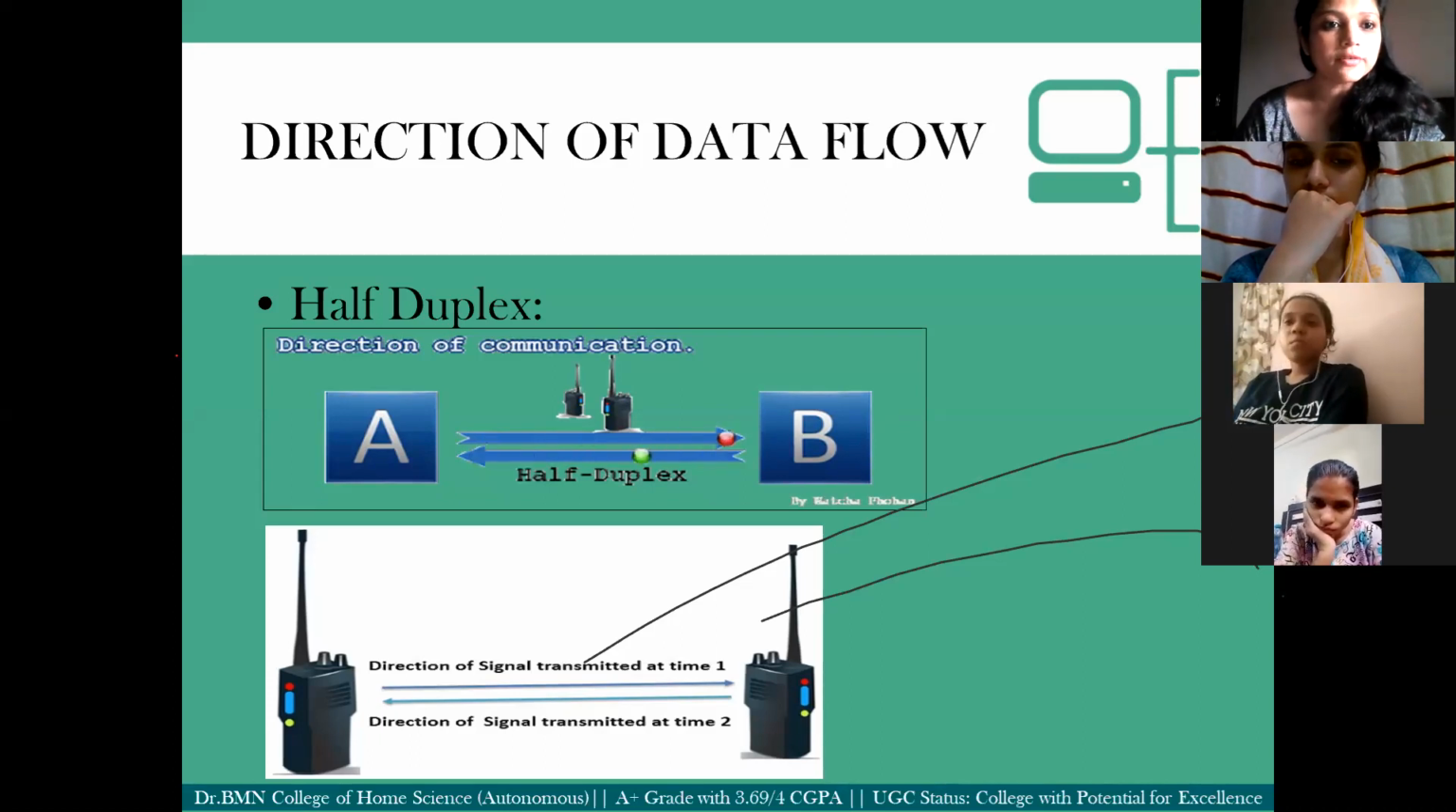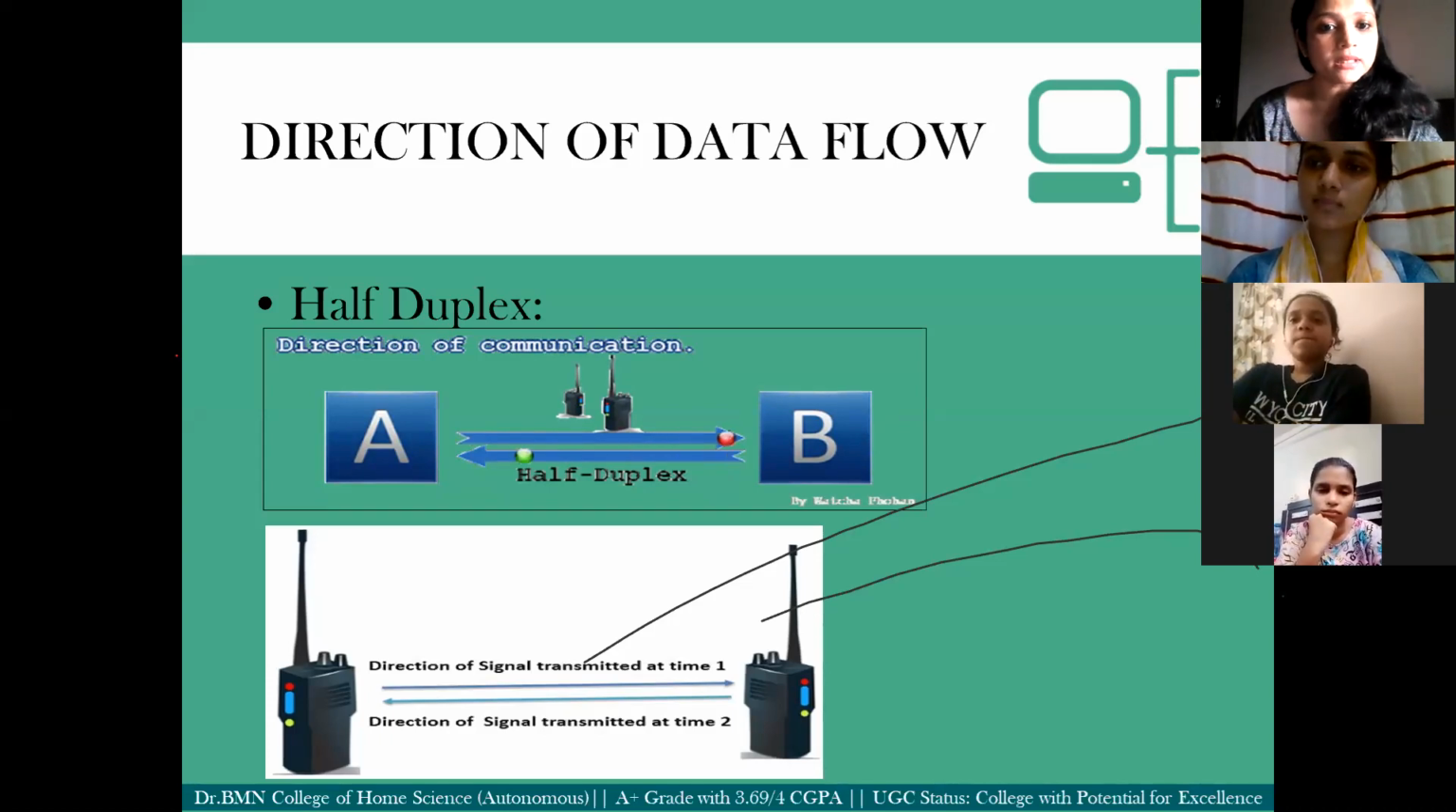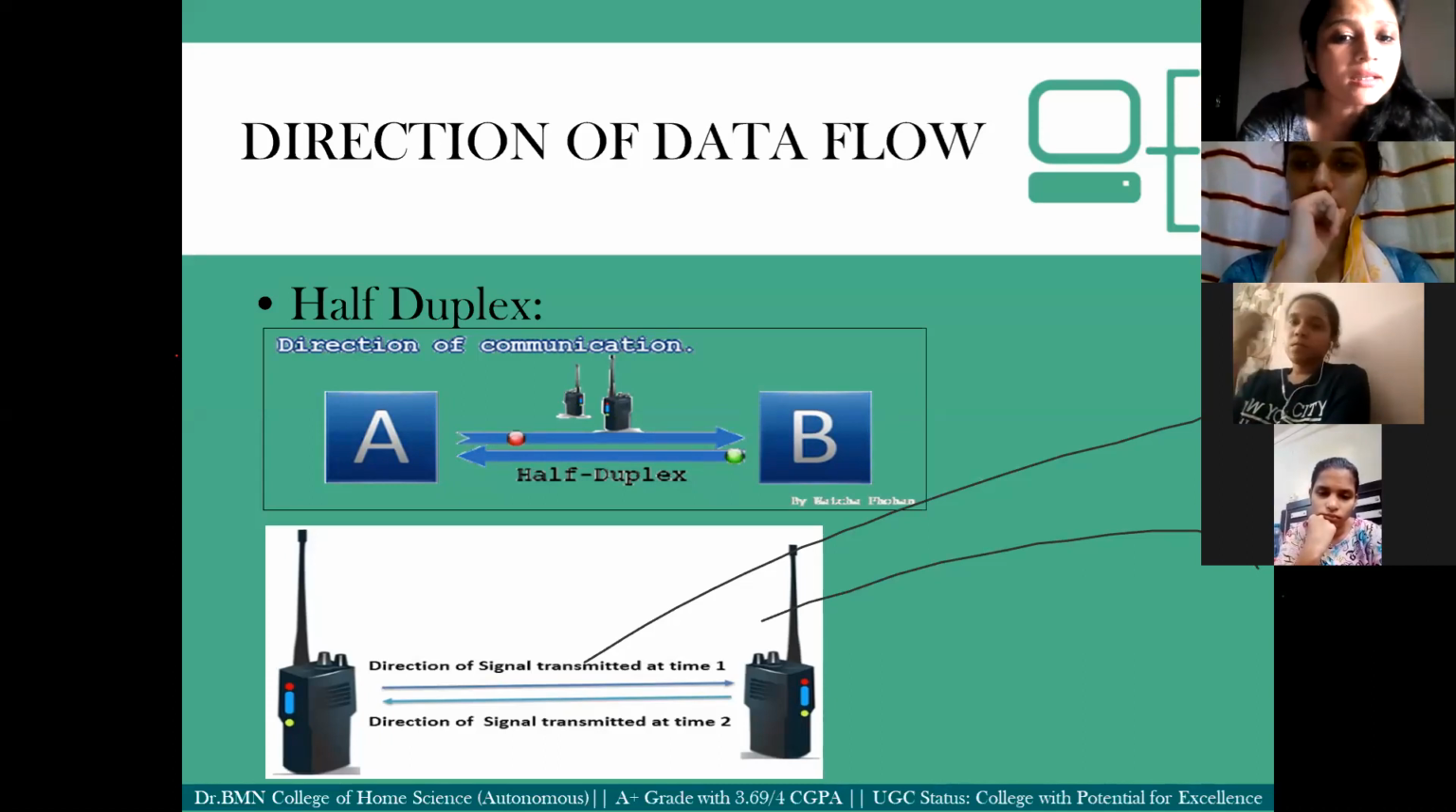I hope you all have understood half duplex. Now in half duplex, what happens is the entire capacity of the channel. Now can you see the blue arrow link that is connected here?